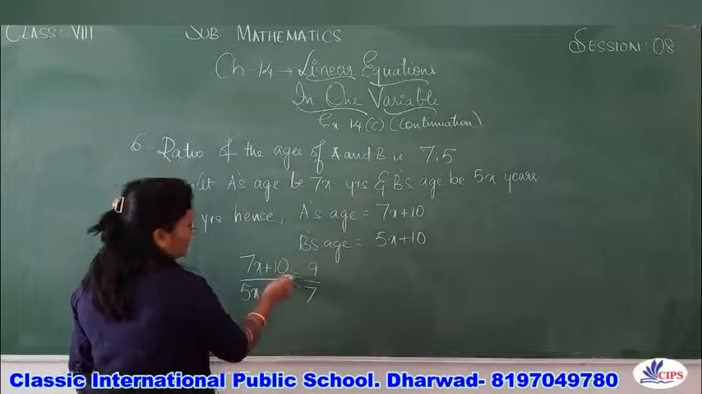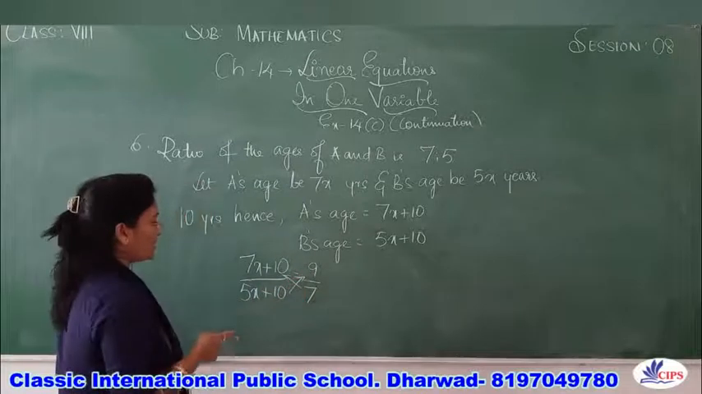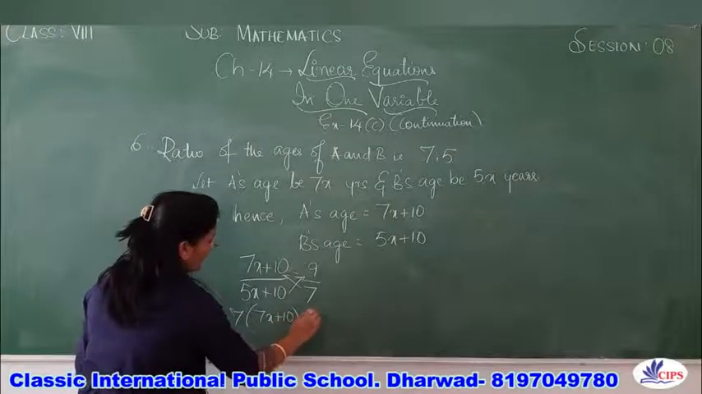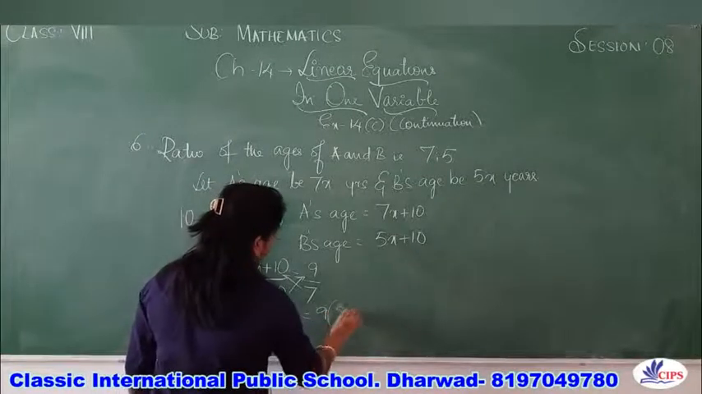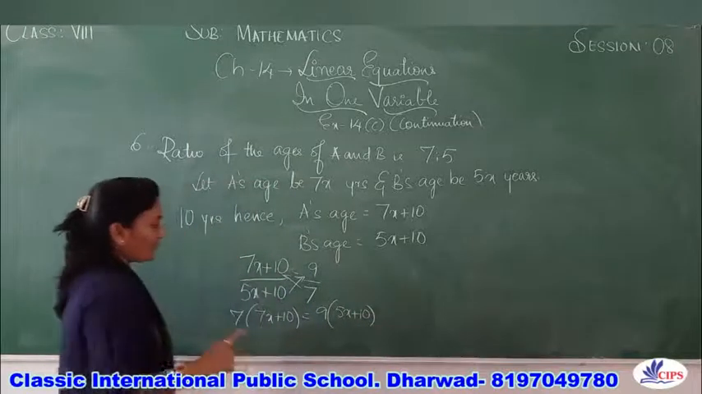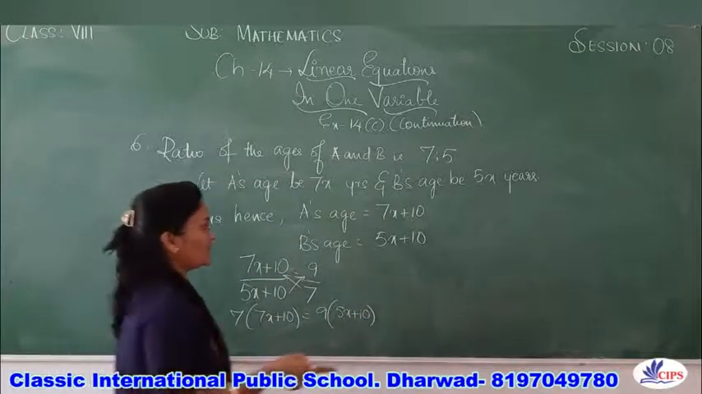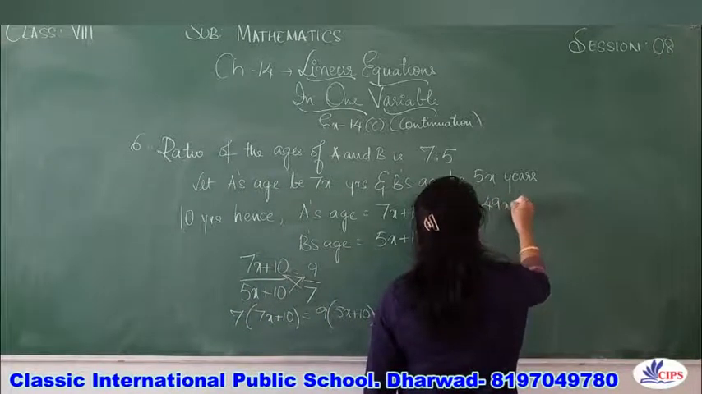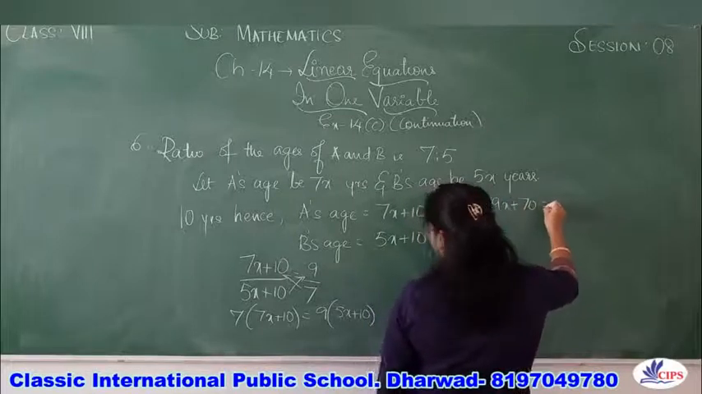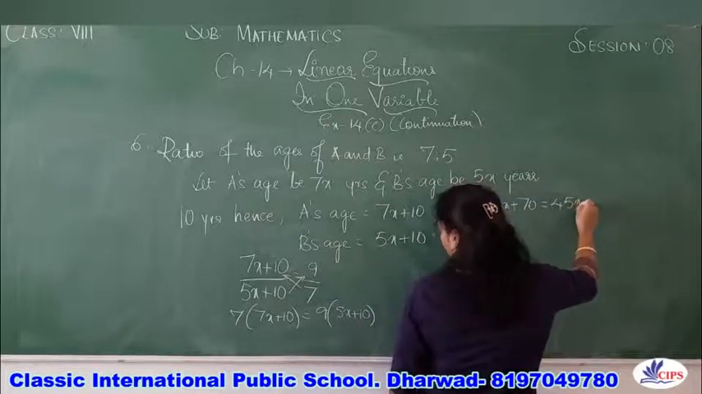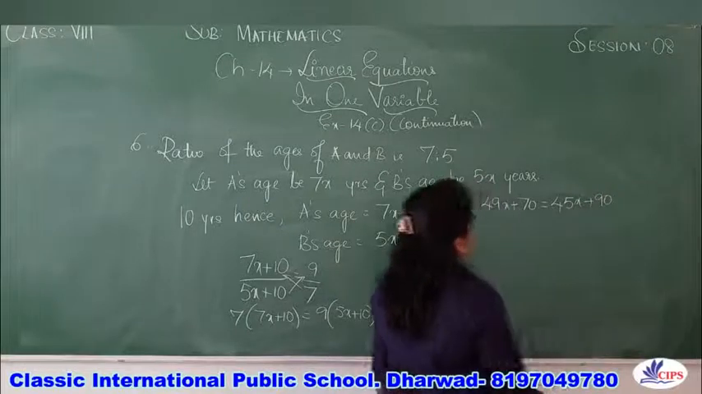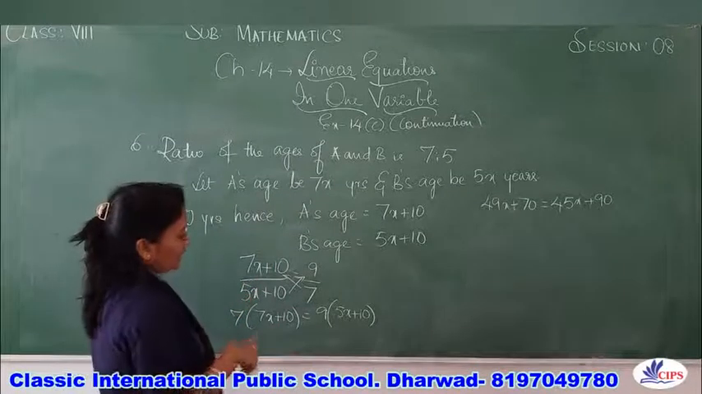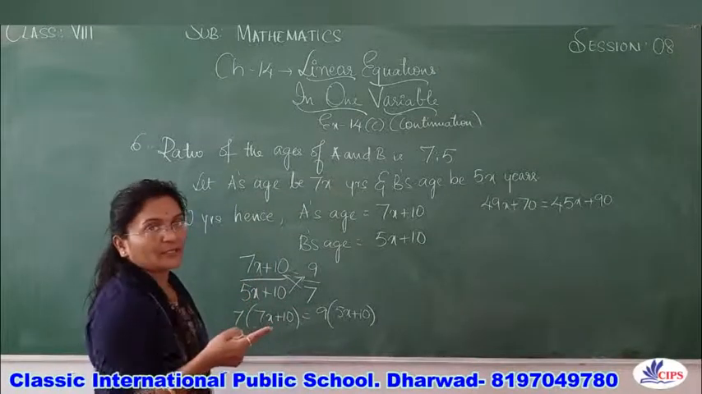So let us cross multiply these. So 7 into 7x plus 10 equals 9 into 5x plus 10. So I have cross multiplied, and now let us multiply the numbers. So we get 49x plus 70 equals 45x plus 90. When I multiplied that 7 to 7x plus 10, I have got 49x plus 70, and when I multiplied that 9 to 5x plus 10, I have got 45x plus 90.